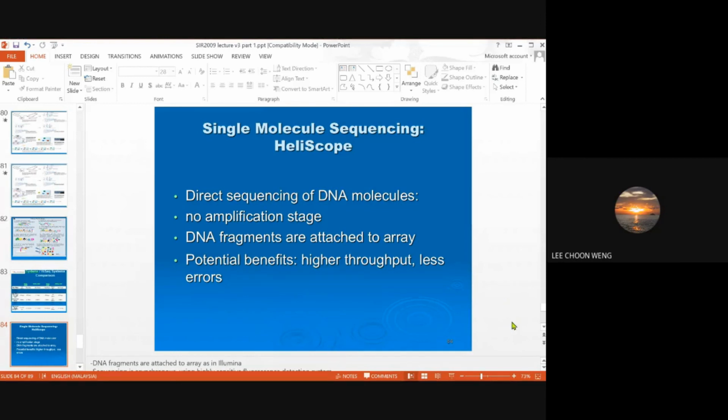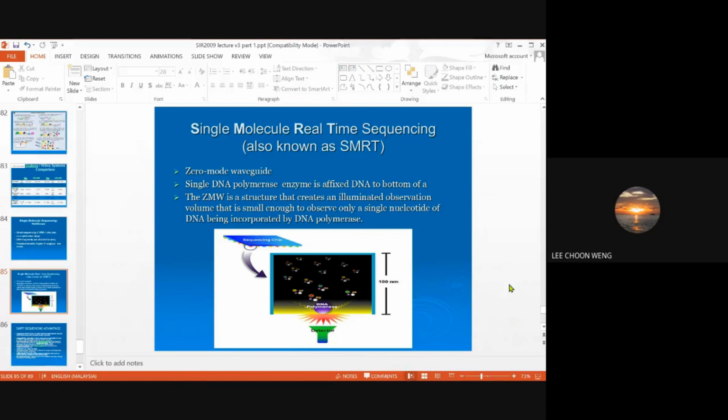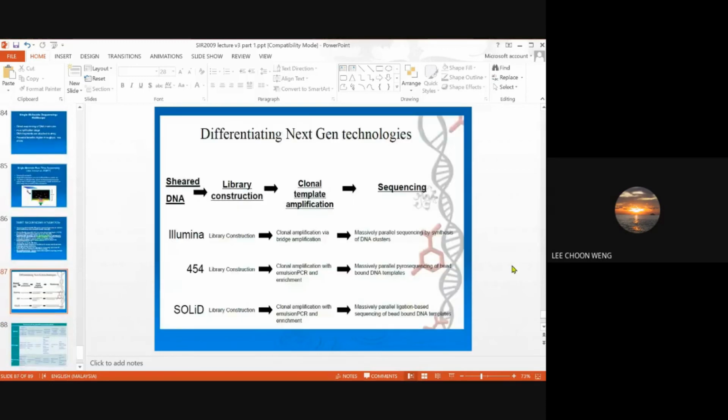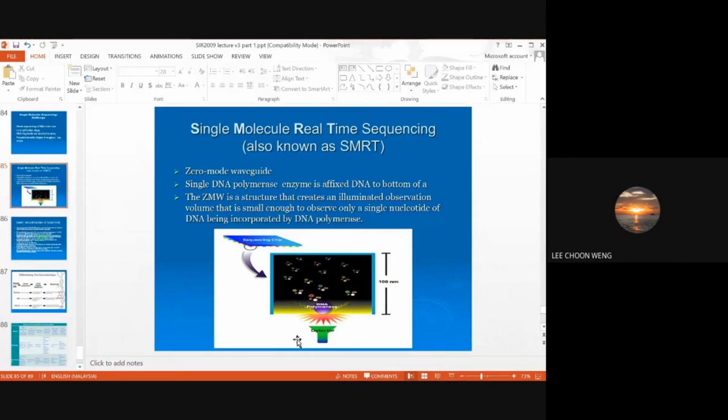So this is single molecule sequencing. Single molecule real-time sequencing. This is the one that is being used by PacBio. Okay, but you can read this if you want. Okay, but initially the DNA polymerase is linked to the platform. Okay, the detector is at the bottom, and when there's incorporation, the detector will detect the light change. So it uses a kind of sequencing chip, not a flow cell.